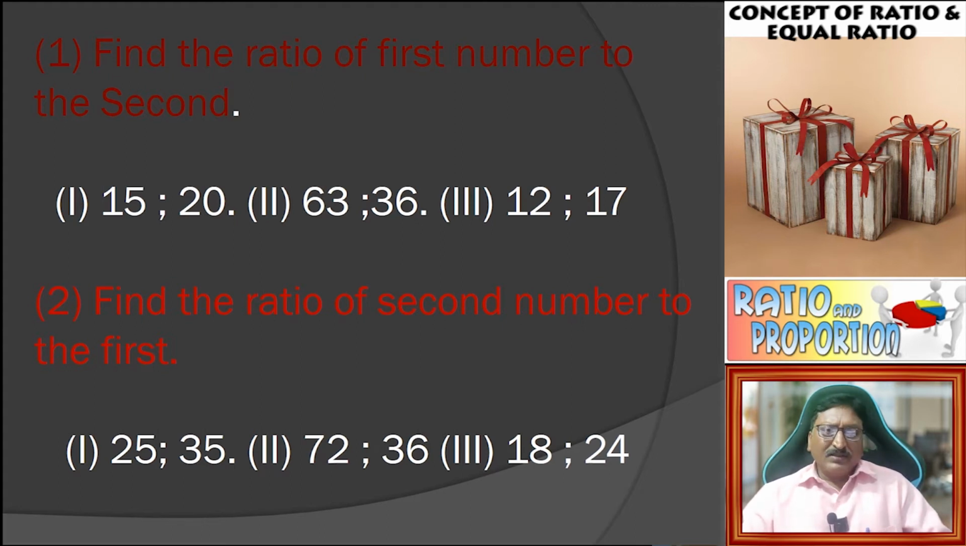In the second, you have to find the ratio of the second number to the first number. That means while writing the ratio, you have to write the second number first. That is 35, and the first number, 25, will come later. The ratio will be 35 is to 25. These two numbers are divisible by 5, so you can divide both by 5. 5 sevens are 35 and 5 fives are 25. The reduced form will be 7 is to 5. Similarly, you can find the ratios of the remaining examples.